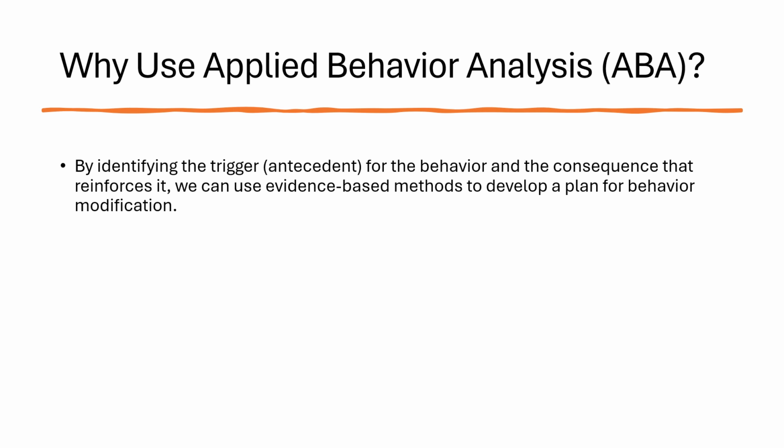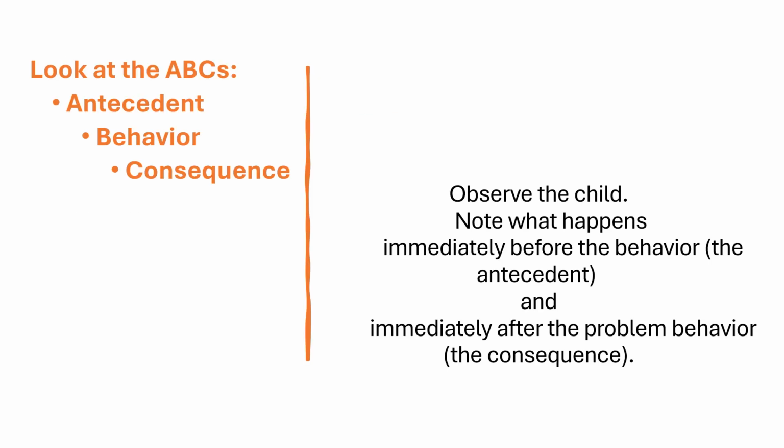Why use applied behavior analysis? By identifying the trigger or antecedent for the behavior and the consequence that reinforces it, we can use evidence-based methods to develop a plan for behavior modification. Let's look at the ABCs: antecedent, behavior, and consequence. We need to observe the child. Note what happens immediately before the behavior, that's the antecedent, and immediately after the problem behavior, that's the consequence.